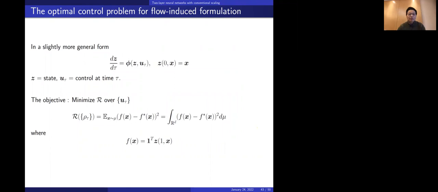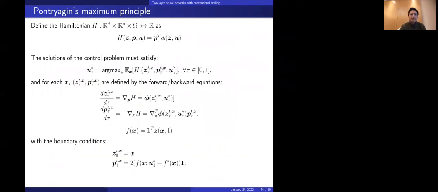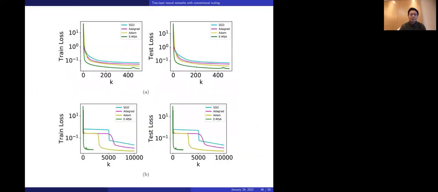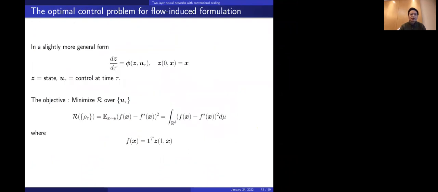Let me finish. I don't know whether I should just skip, or let me just go through this quickly. So the last point I want to make is to use optimal control ideas to develop new training algorithms.